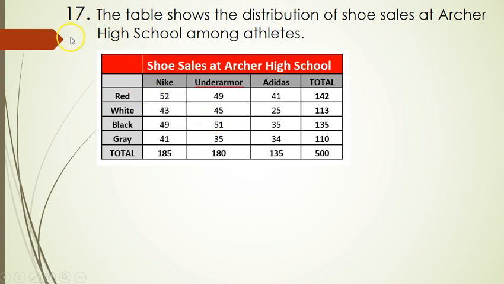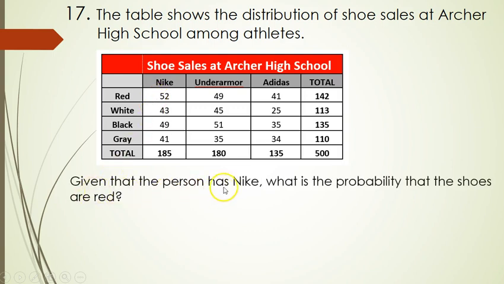The next one is a two-way table. It says the table shows the distribution of shoe sales at Archer High School among athletes. So we can tell that there were 500 athletes that were polled. We're going to answer these questions. It says, given that the person has Nike, what is the probability that the shoes are red? That means we're talking about this column right here, the Nikes. We're going to take this total of those that had Nike, because that's our given piece, and then figure out how many of those are red. So we're going to do the 52 over the 185.